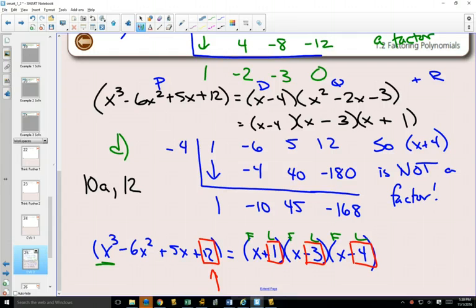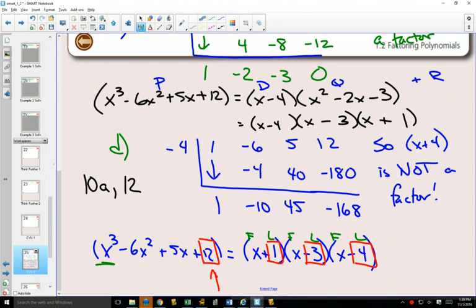Because if it's going to work, it's not going to be x plus 7, because 7 doesn't multiply nicely to get 12. It could be x plus 6, because 6 does multiply by 2 to get 12. It could be x plus 12.